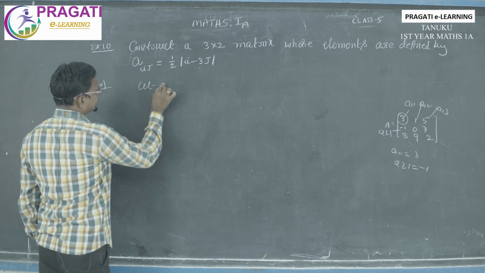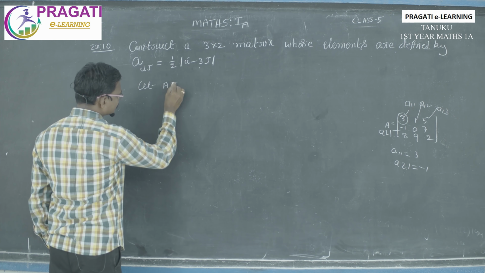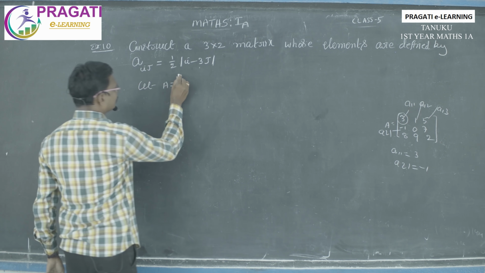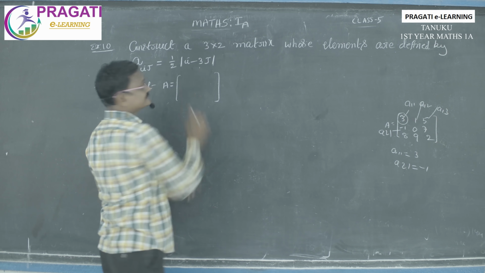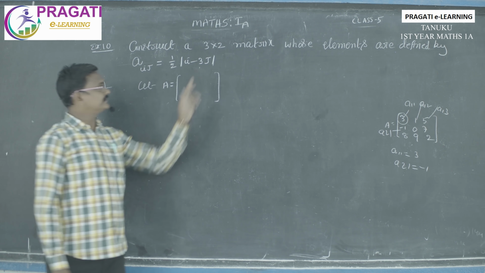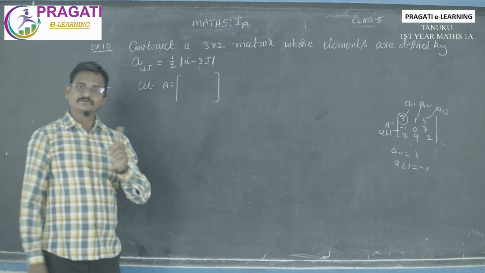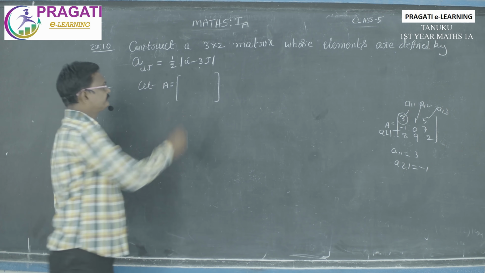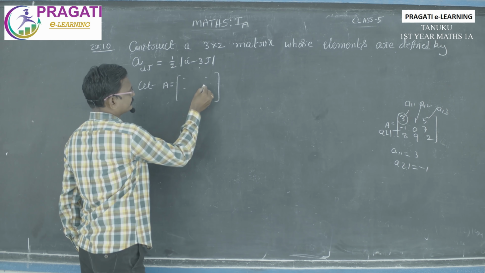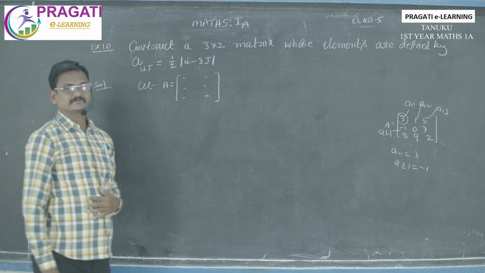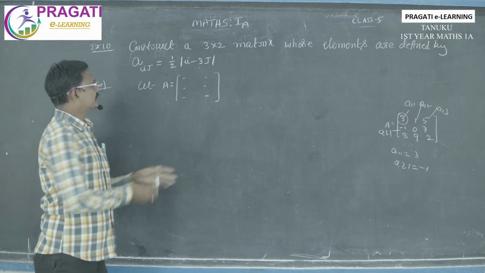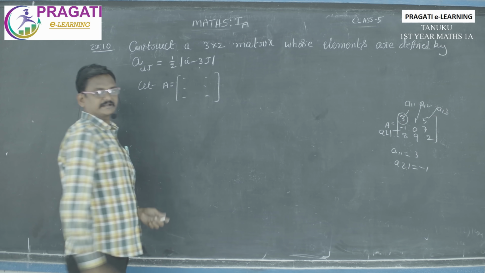So at present we don't know that matrix, so let capital A be the required matrix of order 3 by 2. Do you know already? 3 by 2 means 3 rows, 2 columns. 3 rows: first row, second row, third row. Is it or not? 2 columns: this is the first column, this is the second column.